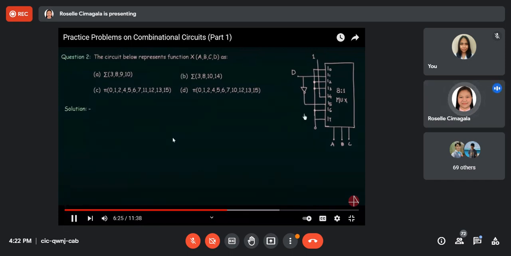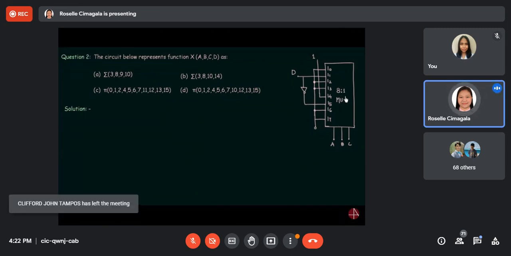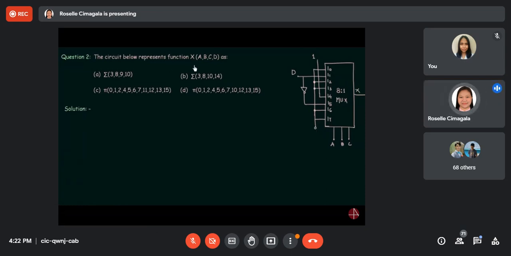And in this also there is a mux involved, and this time it is an 8 is to 1 mux, and you have to find out the function x. Here this is x, and definitely function x is having the variables A, B, C, the 3 selector variables, and D as the input. Now you have to find out the value of x. That you can do very easily.